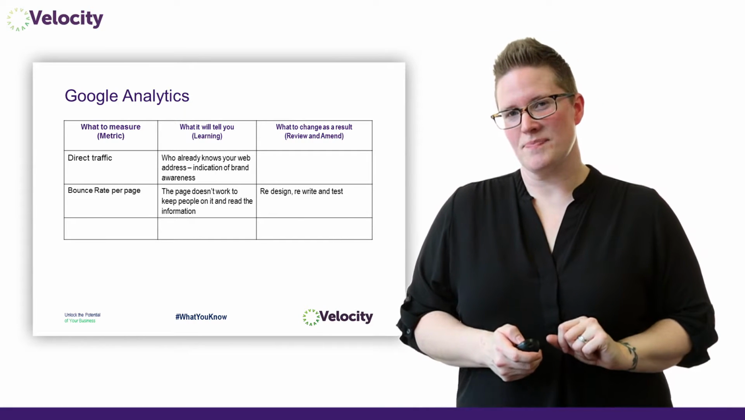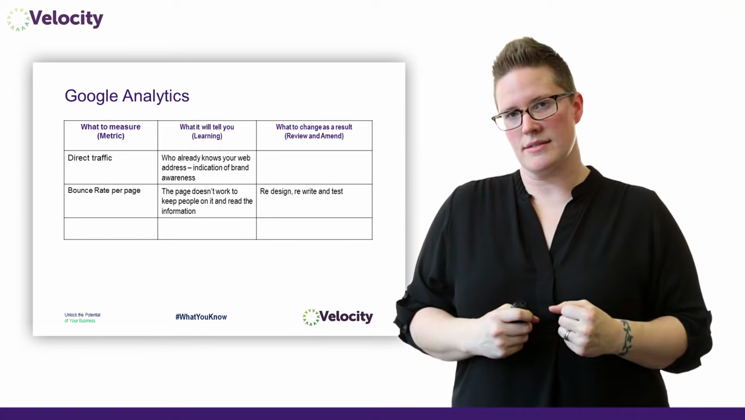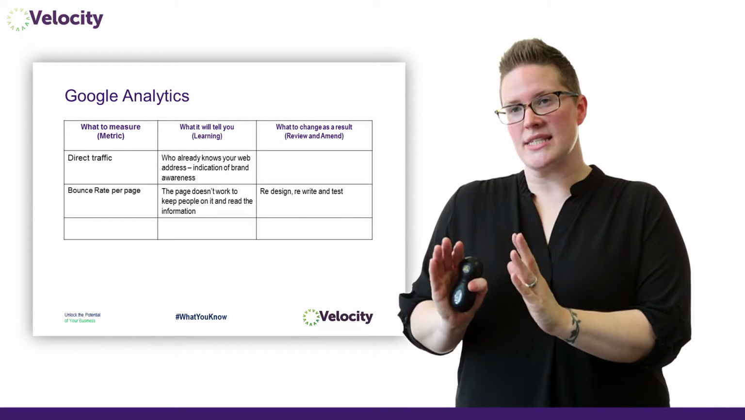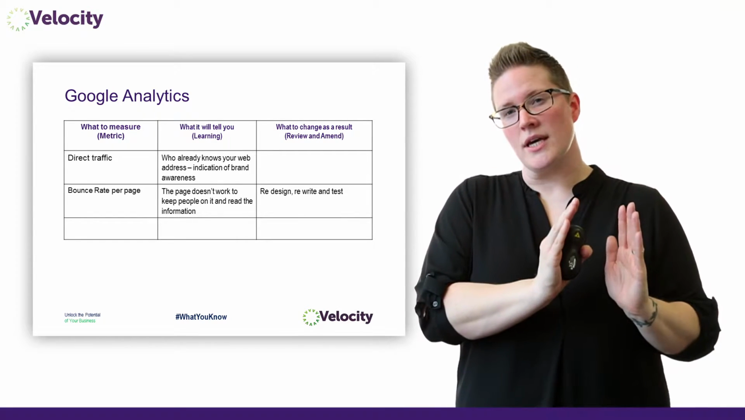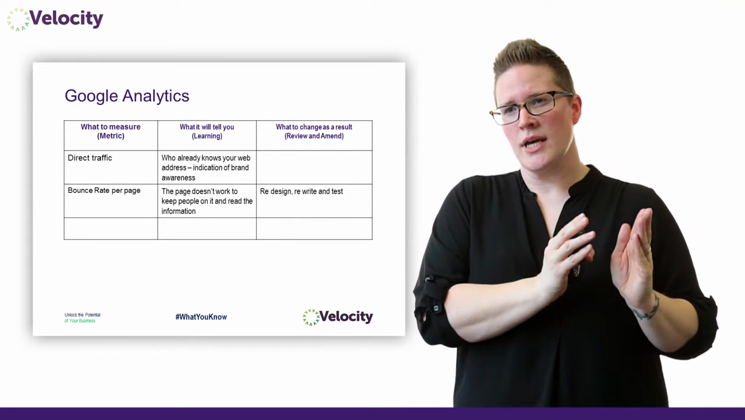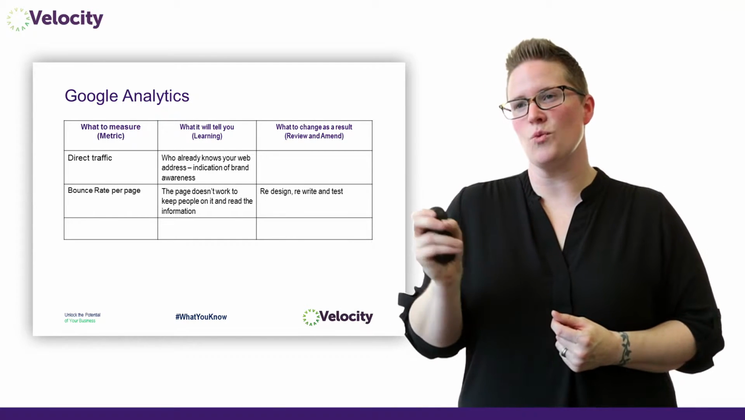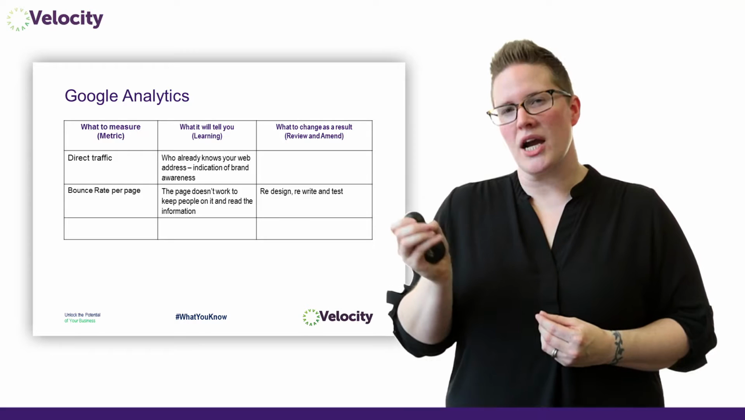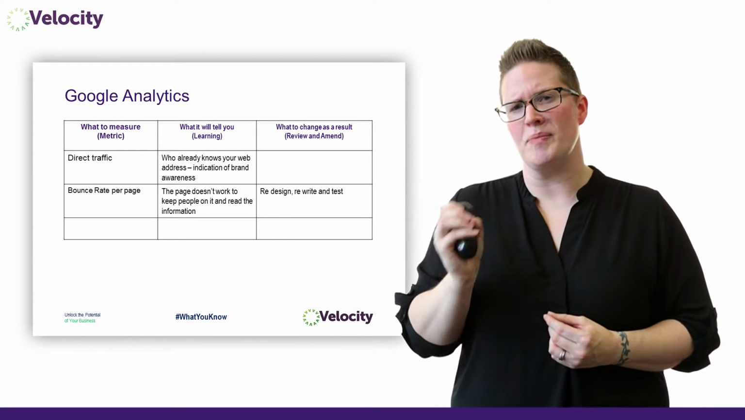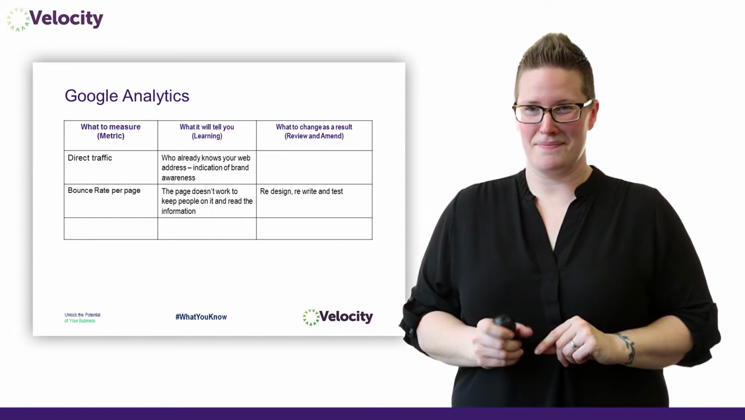Before you do this, I would suggest you do an exercise about what you think success is. So if you see by this slide, there's 3 columns here. You want to look at what to measure, so the metric. You want to look at what it will tell you, and then you want to decide what that will inspire you to do. What change will you do based on that information? Then you can say your website doesn't work.